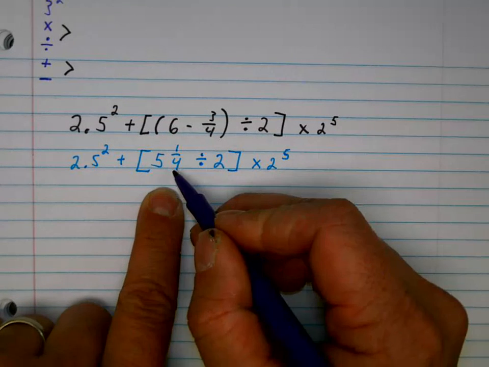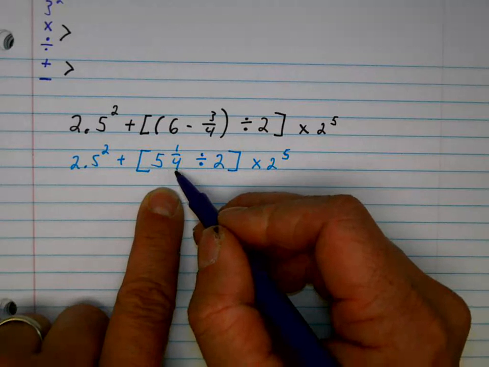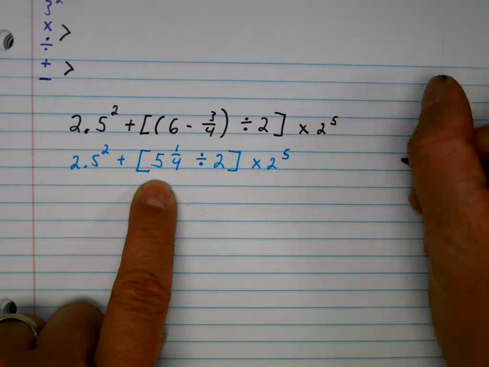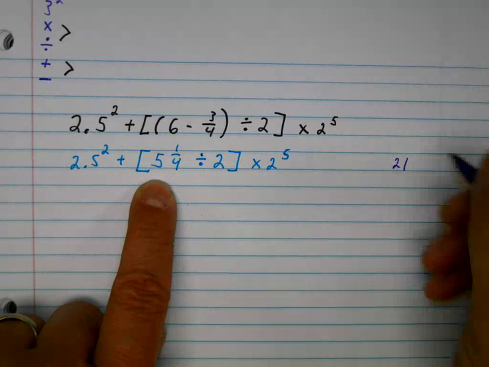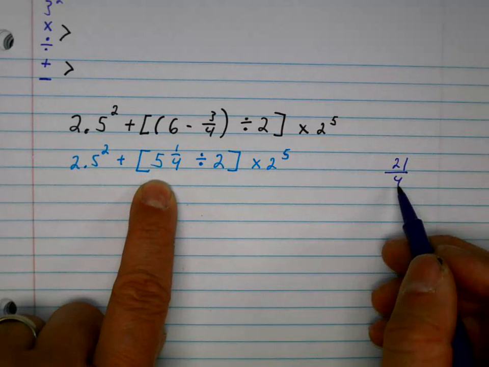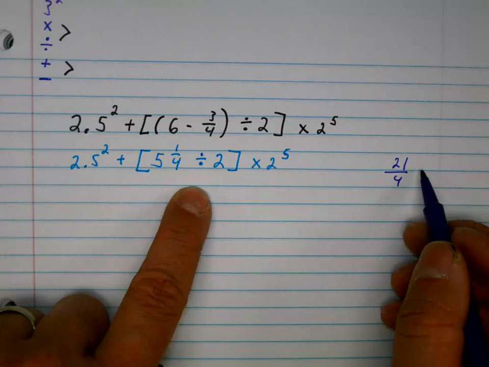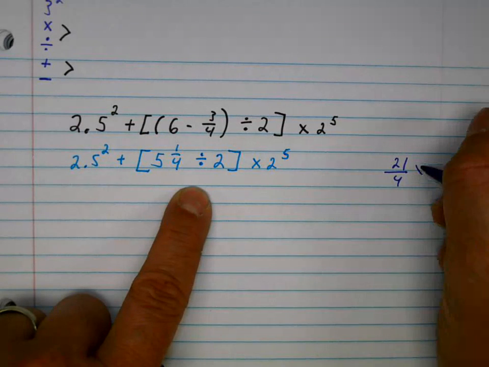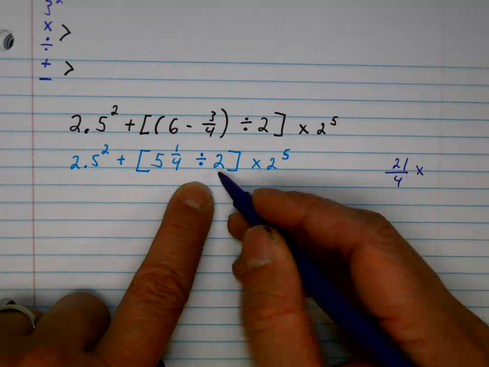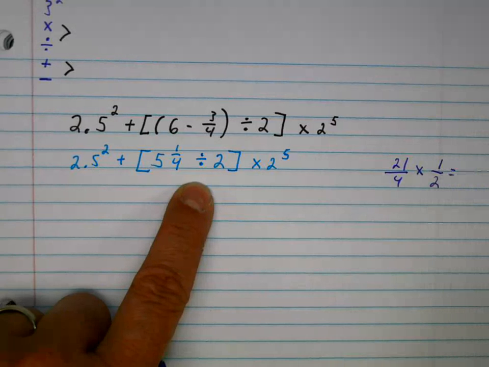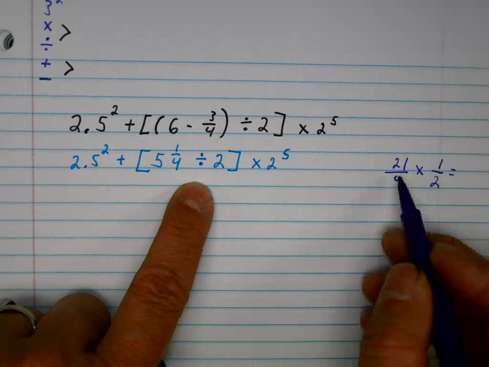So I'm going to turn this into an improper fraction. So I multiply the denominator times the whole number to get 20, and I add the numerator and get 21. So it'd be 21, and I keep the same denominator, 21/4, divided by 2. But I know I don't divide. When you divide, you also turn into a multiplication problem, and I flip the second fraction. So it becomes 1/2. So now I can multiply straight across.